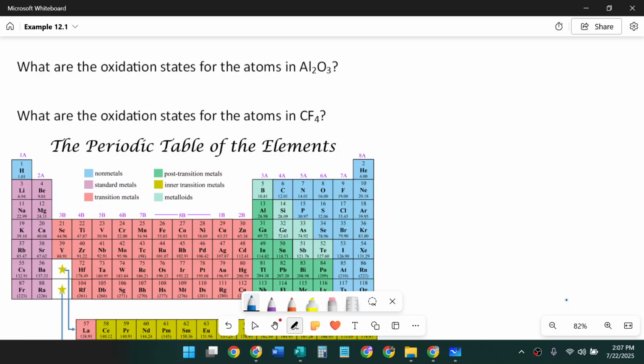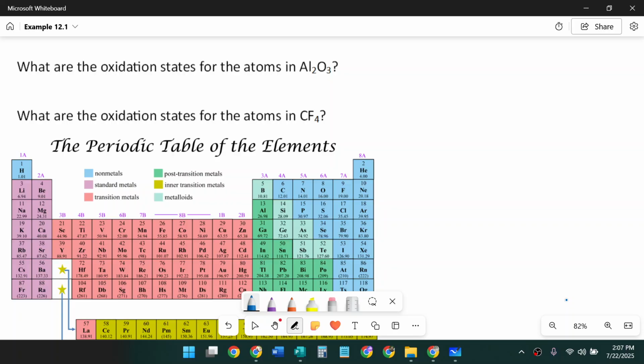This is example 12.1 from Discovering Design with Chemistry. The first question says, what are the oxidation states for the atoms in Al2O3? Well, because aluminum is a metal and oxygen is a nonmetal, this is an ionic compound. So we can just look at their charges as ions.